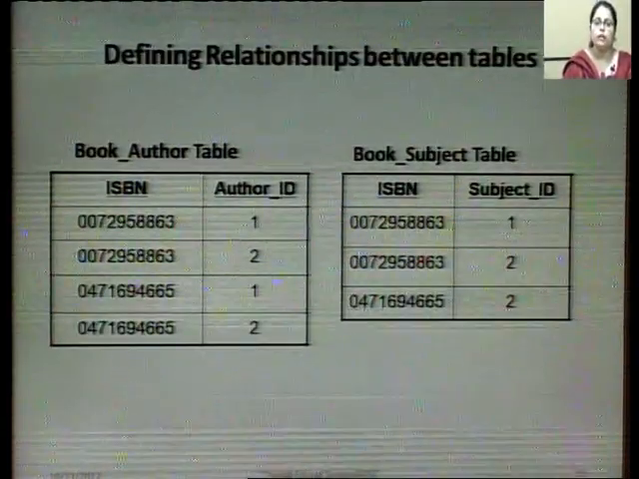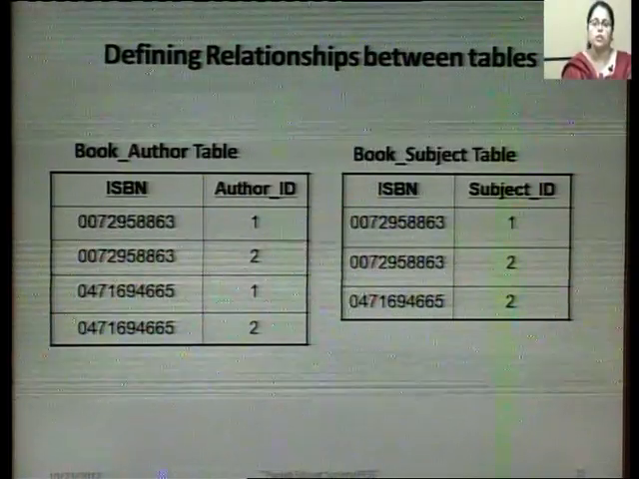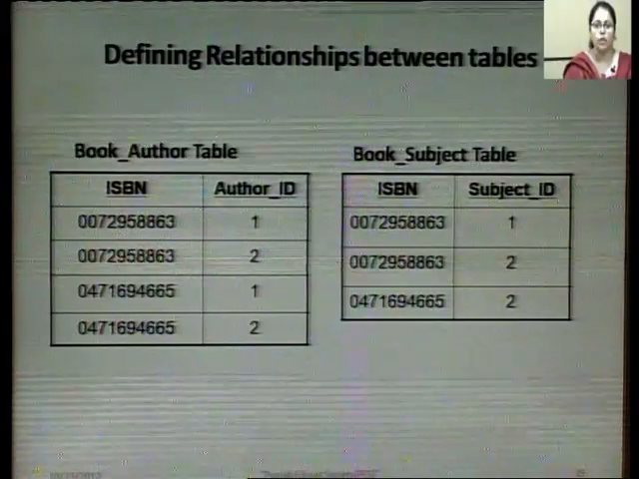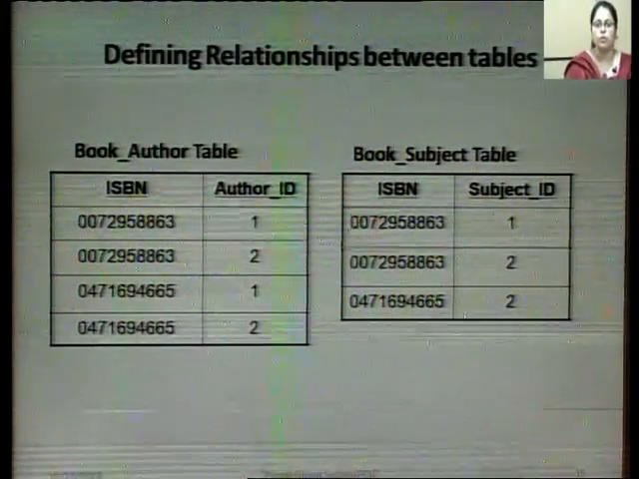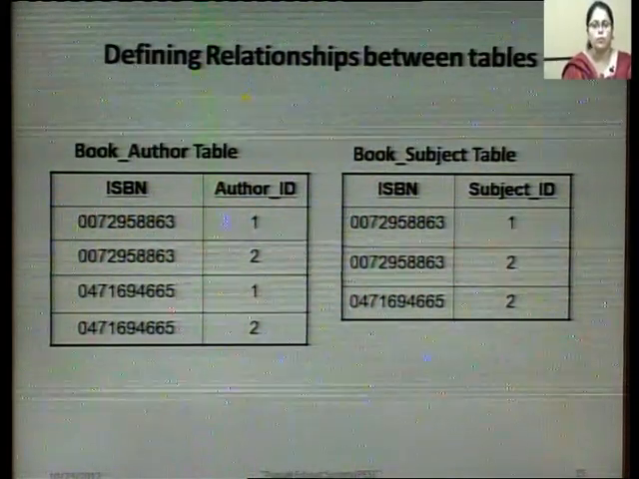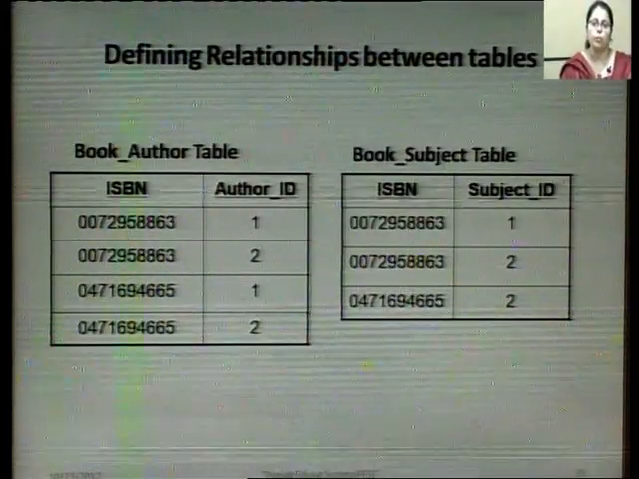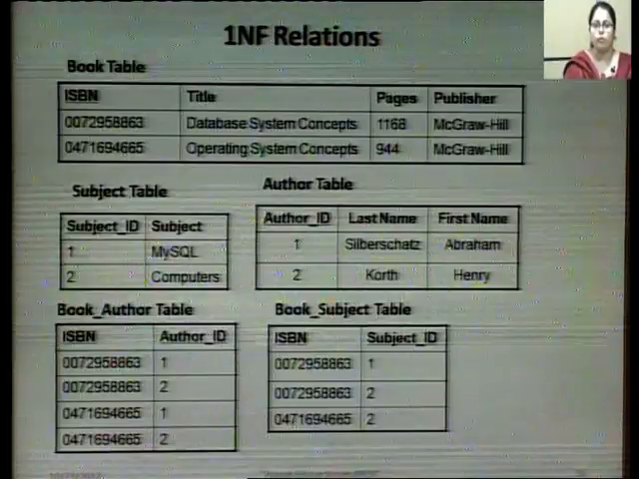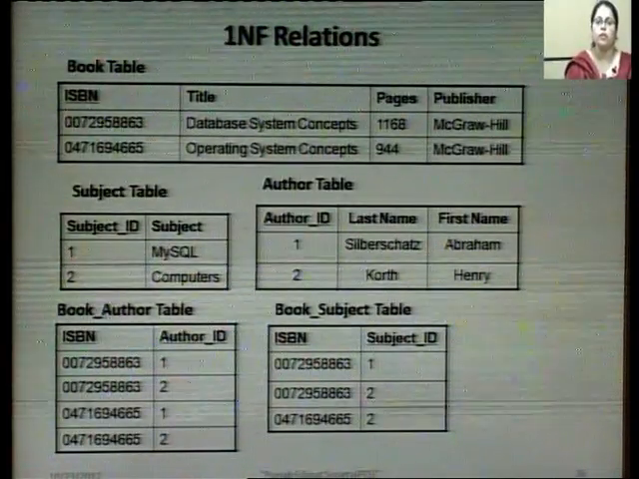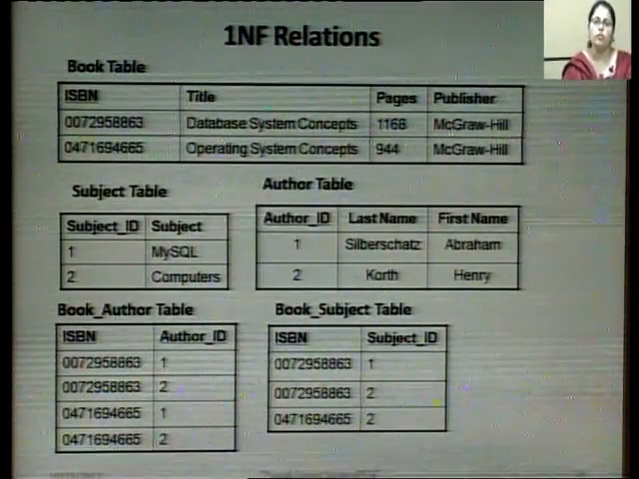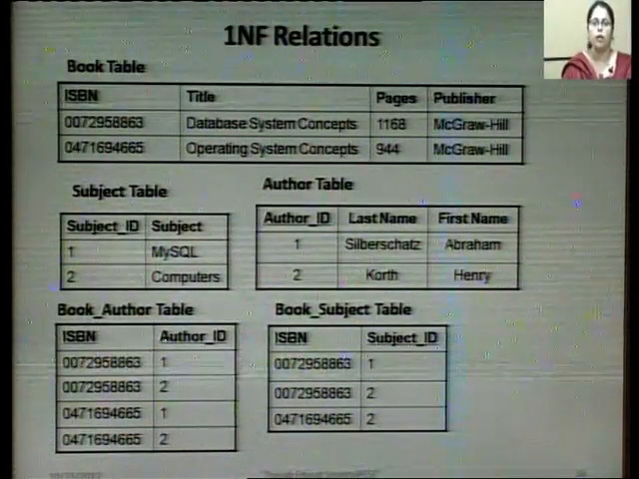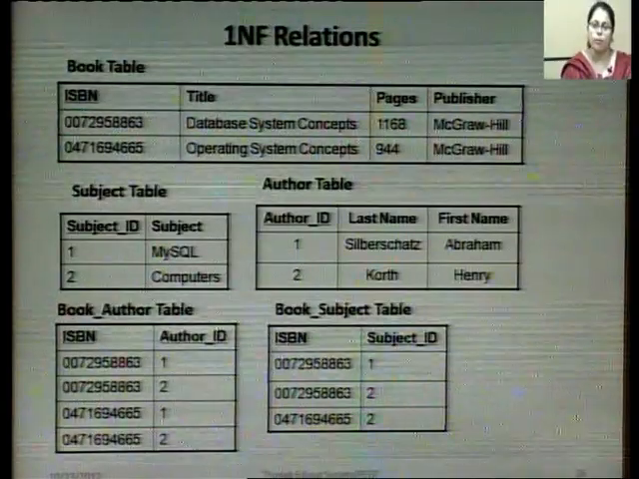Now we can define relationships between these tables through two more tables, that is the book author table, that represents the relationship between books and authors, and the book subject table, that represents the relationship between books and subjects. So finally we got five relations which are in first normal form: book table, subject table, author table, book author table, and book subject table.